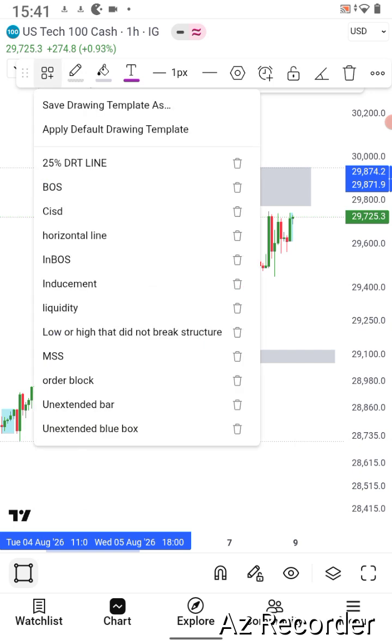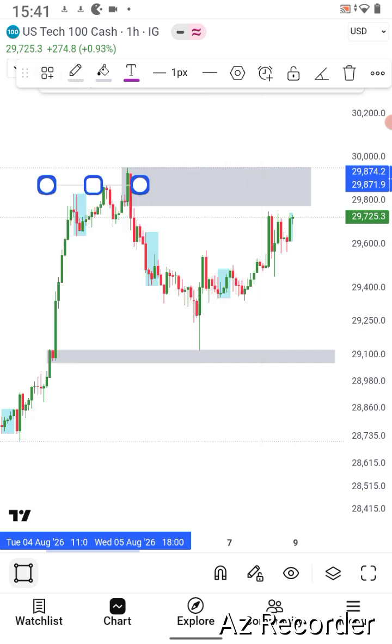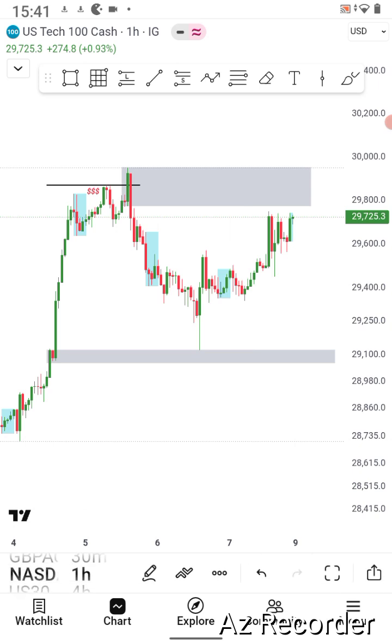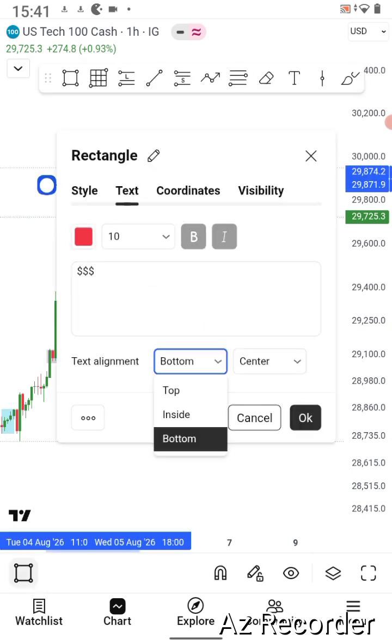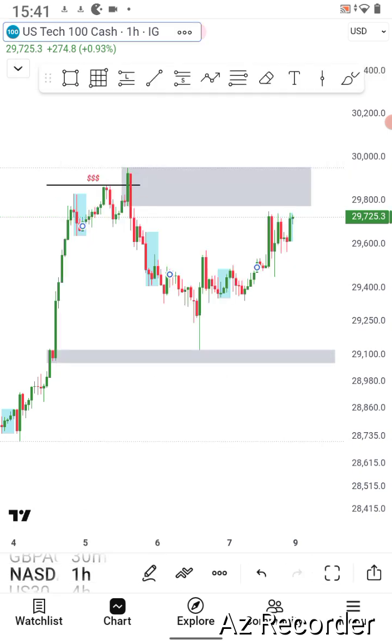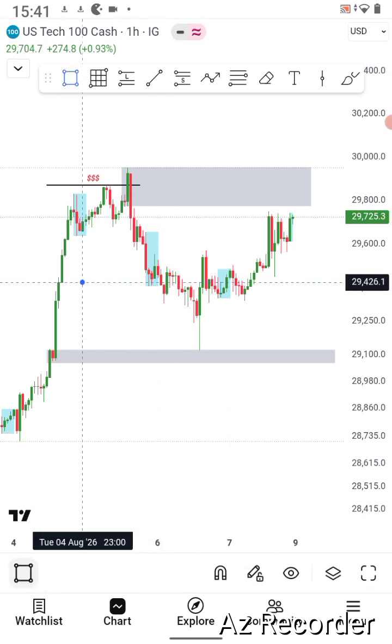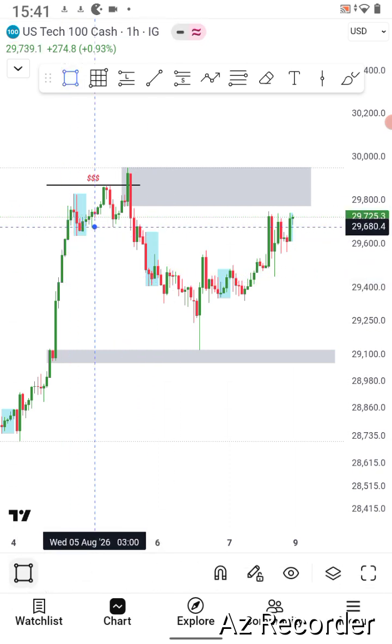Now this is for educational purposes. Do your own research if you are going to engage it. But I'm just doing this to teach. Okay, so I want to see a sweep of an external high. I want to see a break of structure to the opposite direction.